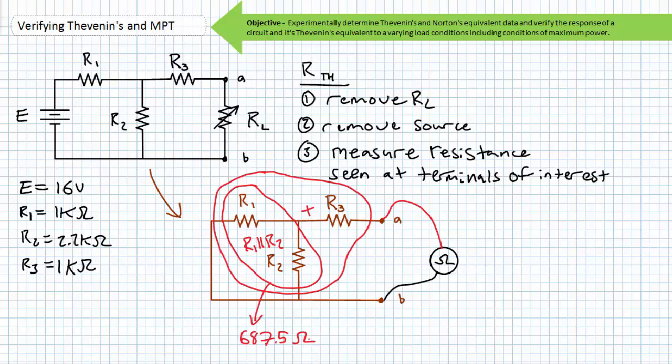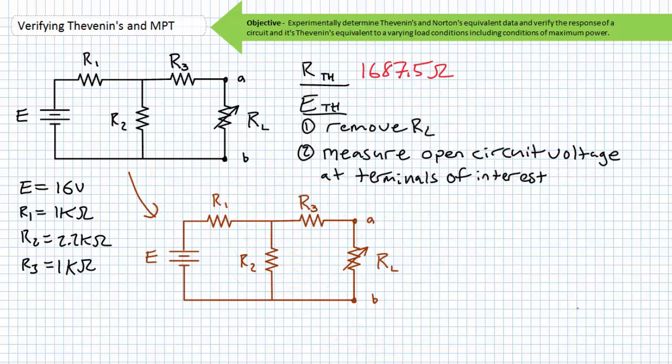The parallel combination of R1 and R2 is approximately 687.5 ohms. This in series with R3 would yield a Thevenin equivalent resistance of 1,687.5 ohms. Step 2. Now we need to solve for the Thevenin equivalent voltage. To solve for the Thevenin equivalent voltage, we need to remove the variable load resistor from the nodes of interest. Now we need to determine the open circuit voltage seen by a voltmeter attached to the two terminals formerly used by the variable load resistor.